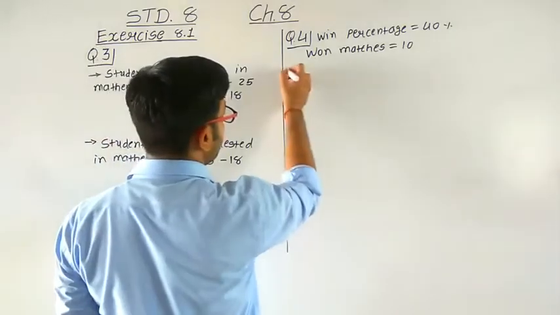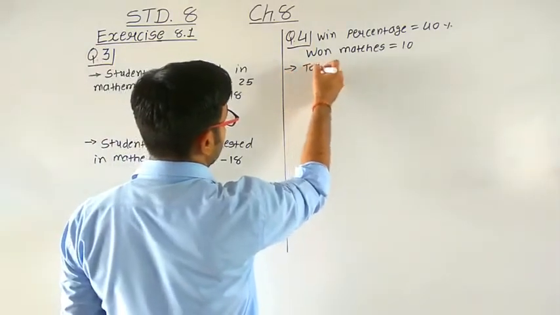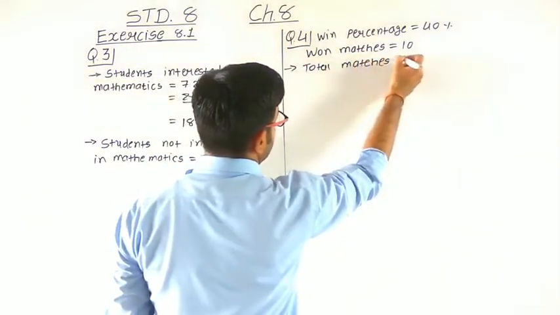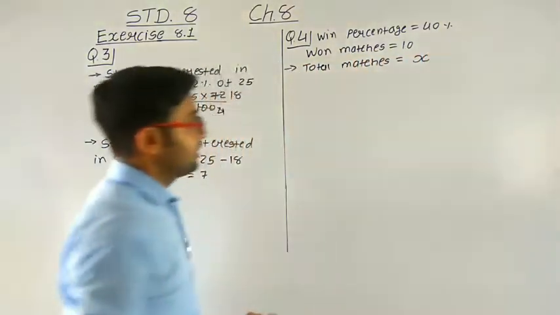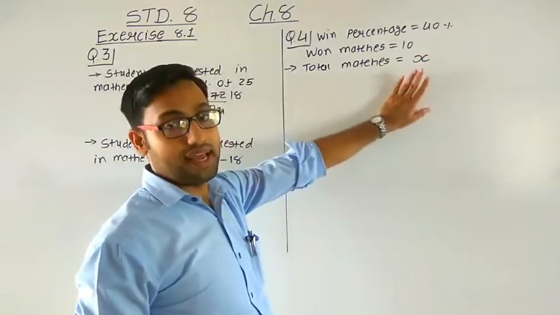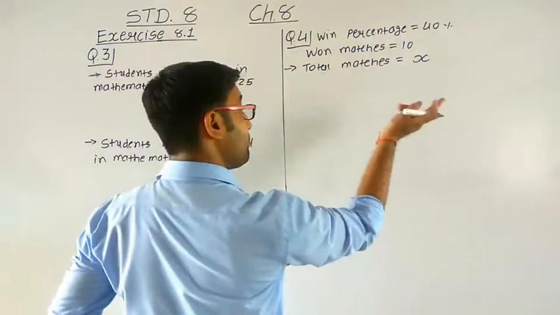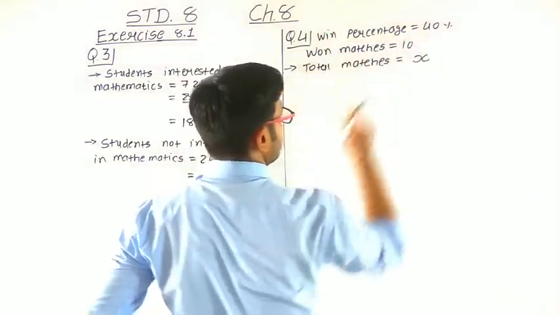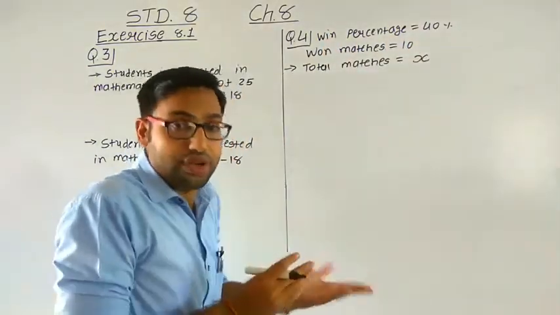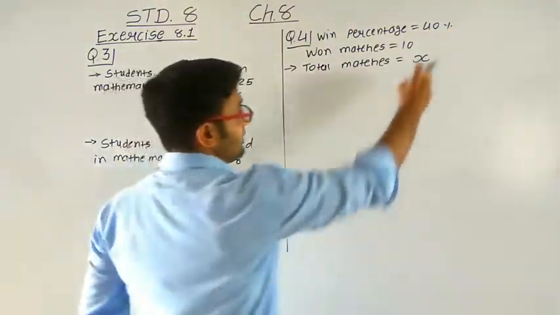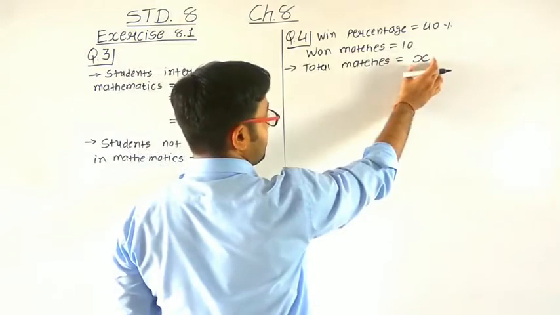We don't know the total matches, so let's suppose that the total matches is equal to x. Here we suppose a variable x. So the total number of matches is equal to x. Out of that, the win percentage is equal to 40. But of what? This 40 percent is of which quantity? That is the total of the matches.